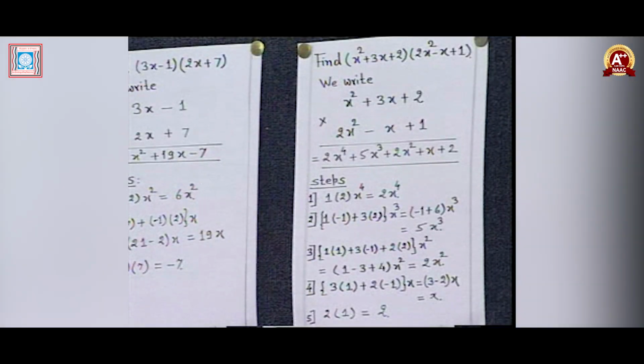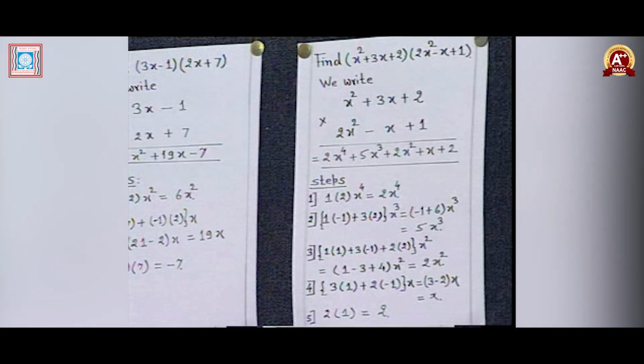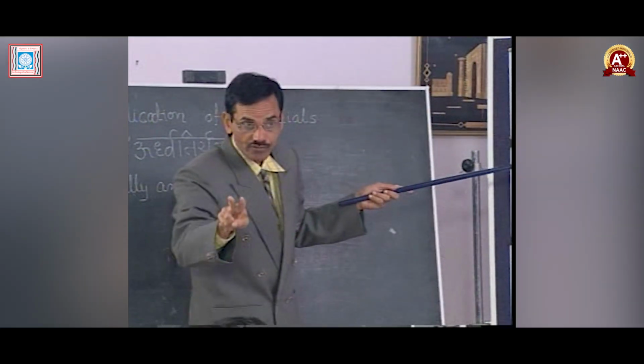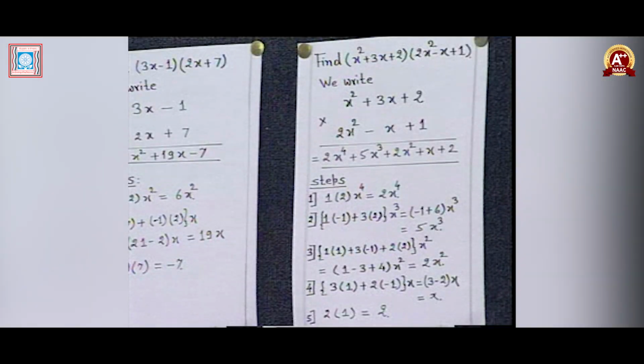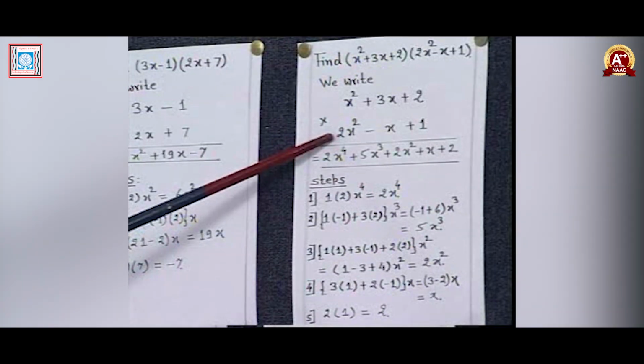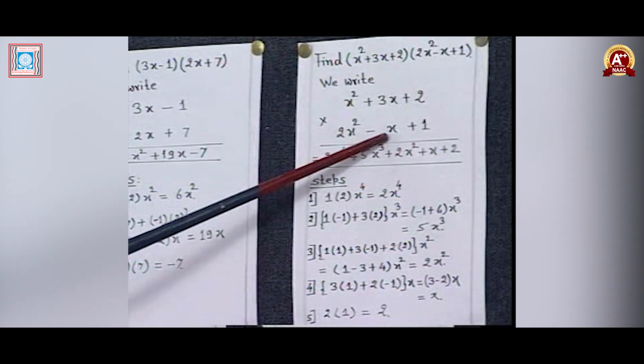Now next we collect the coefficient of x cube. That x cube will be 3 into 2, minus 1 into 1, that is 2. That is 1 into minus 1, that is minus 1. 3 minus 1 is 2. Then minus 1 plus 6 equal to 5. That gives 5x cube.